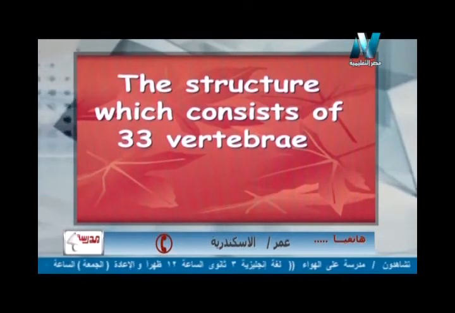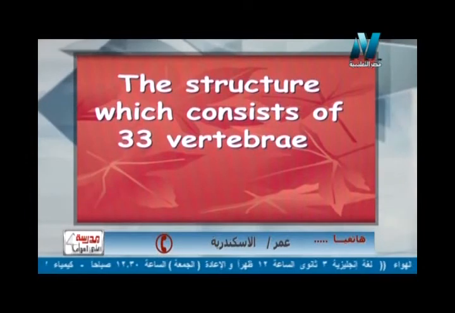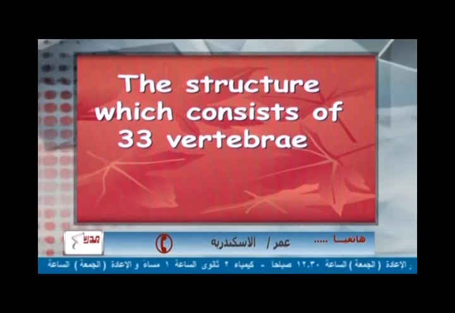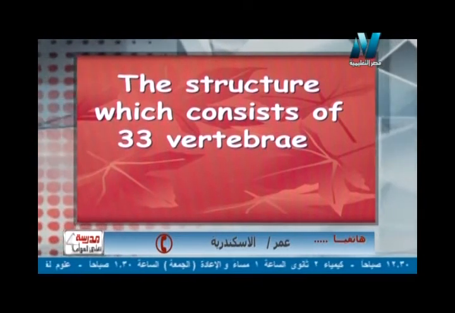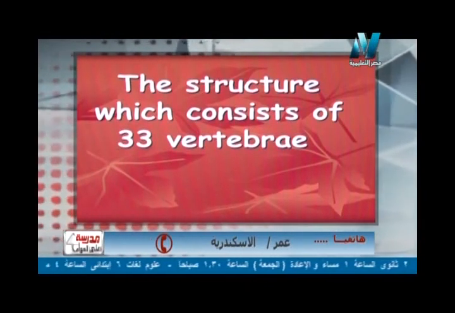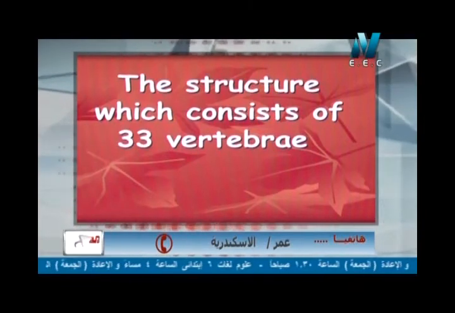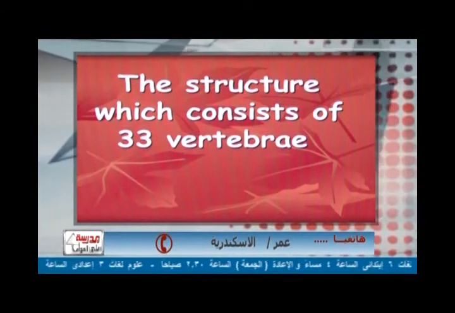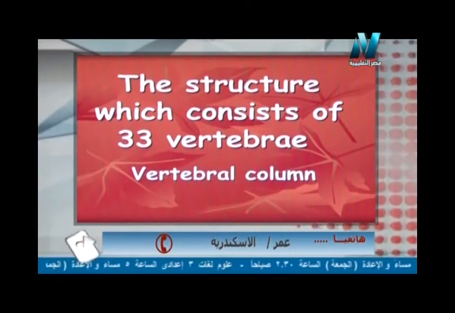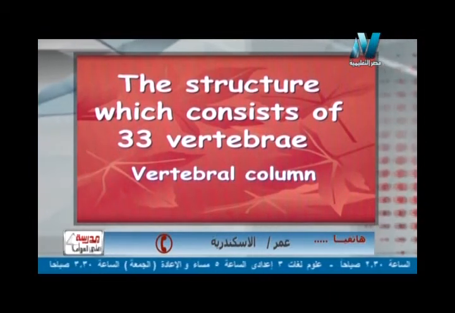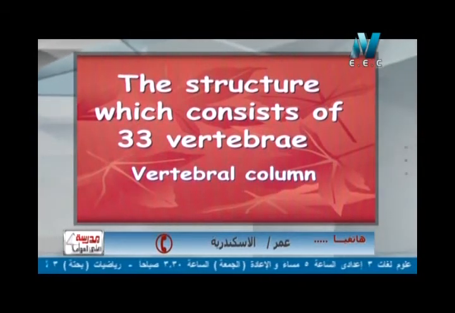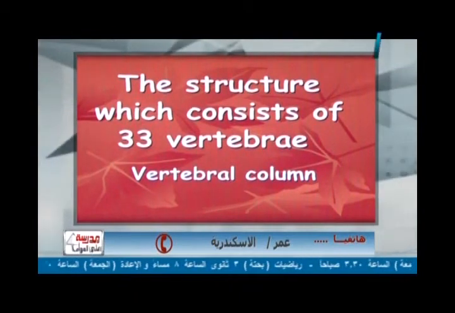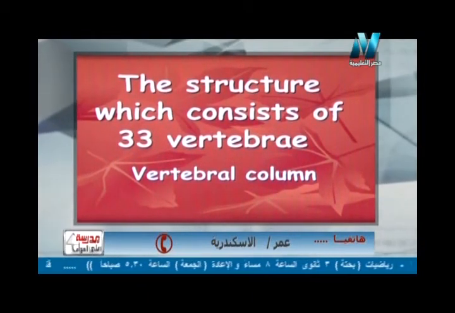Another question, Omar. The structure which consists of 33 vertebra. Vertebral what? Vertebral column, العمود الفقري, or backbone. We can also call it backbone or vertebral column. Again, the structure which consists of 33 vertebra will be the vertebral column or the backbone.